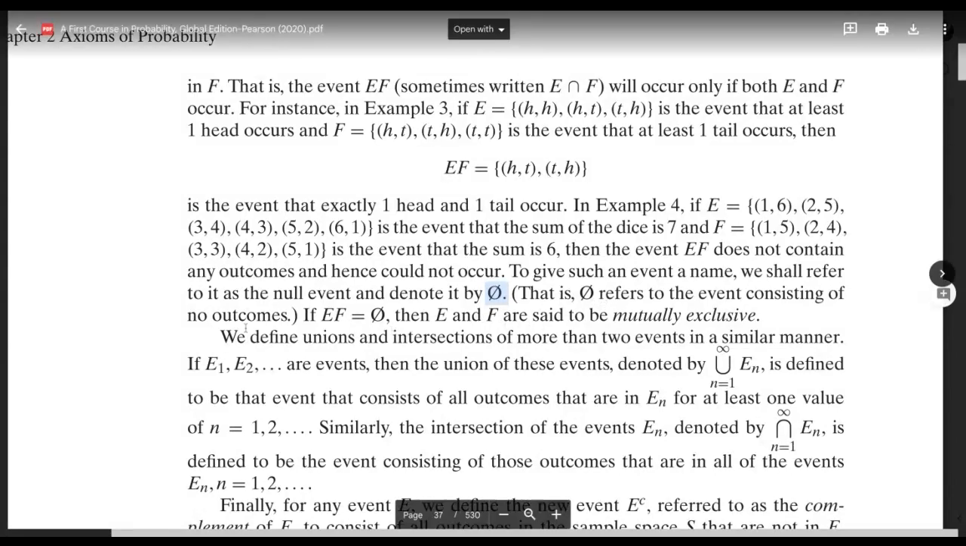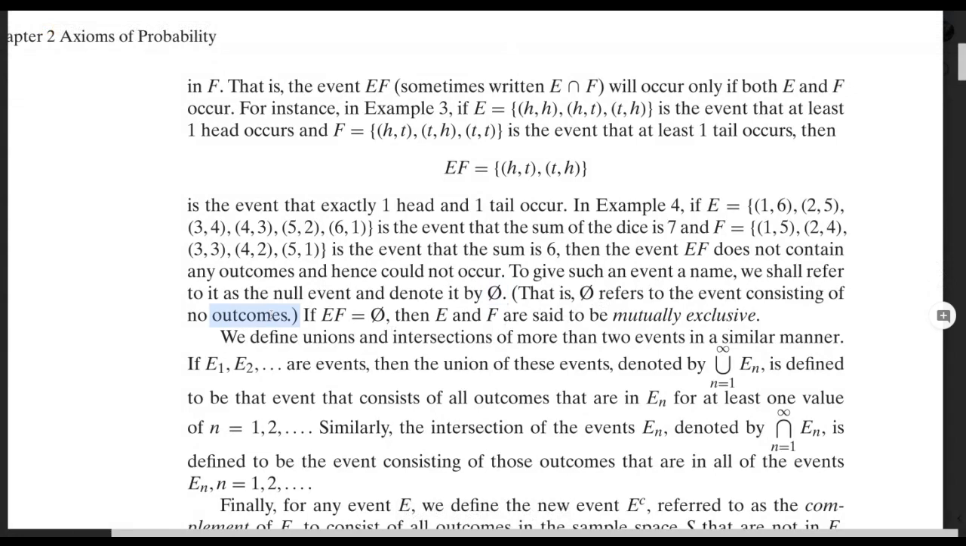So which means it contains no outcomes, right? It's an event. The event contains no outcomes. So if E intersect F is empty, we call E and F mutually exclusive, right? Like a girl and a boy. We only assume the sample space of the gender of a child to be a girl and a boy. So the event to be a girl and the event to be a boy are mutually exclusive. You cannot be a girl and a boy at the same time.